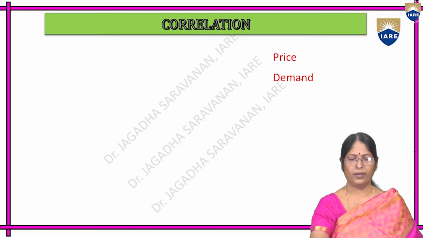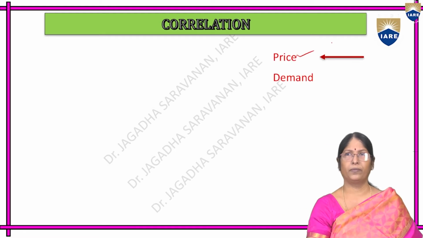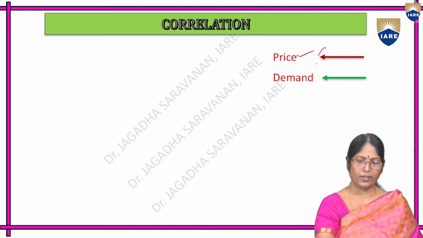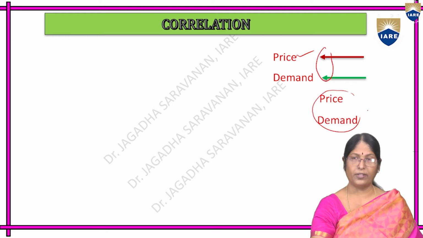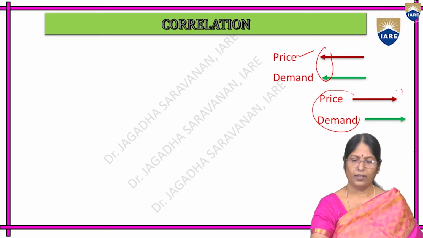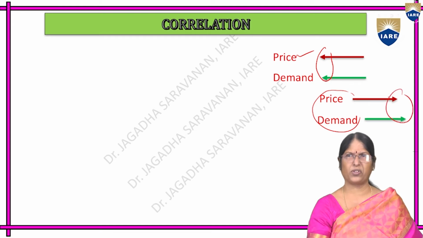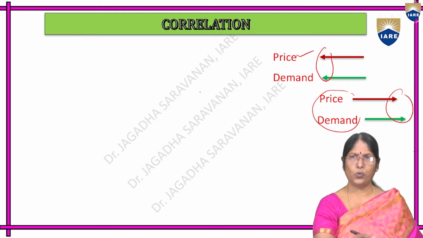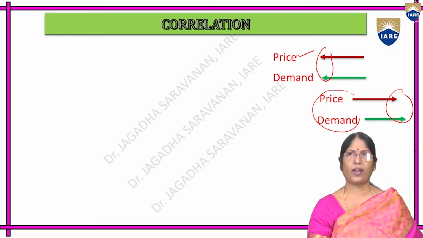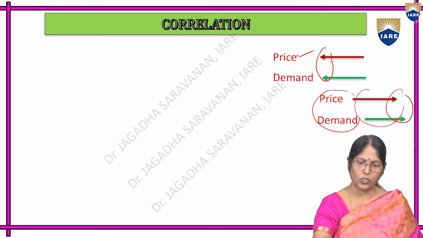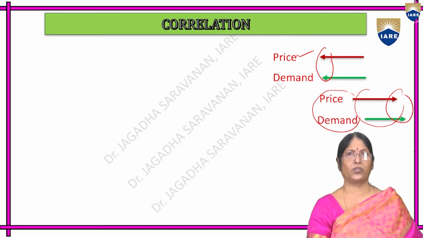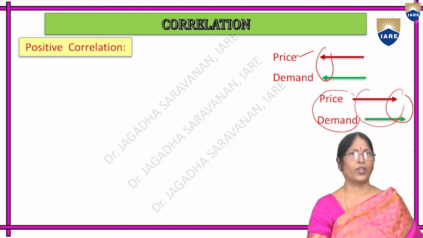First we are taking price and demand. Both are in the same direction. Here we can see price and demand, they are also in the same direction. They are going towards the right. Otherwise, you can take it that these both are in an increasing stage, or these both are in the decreasing stage. Positive correlation. This is one type of correlation.